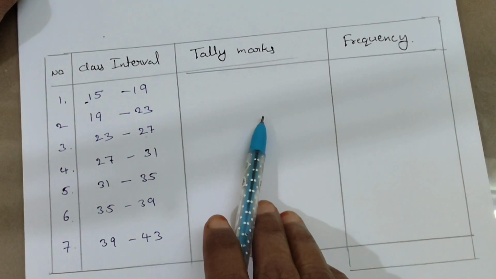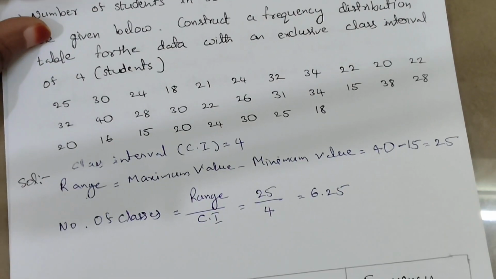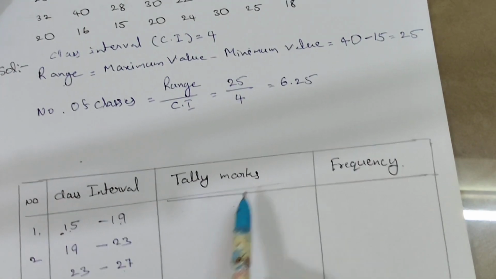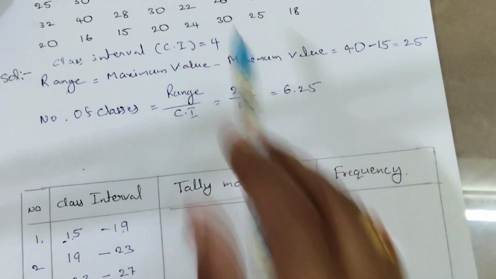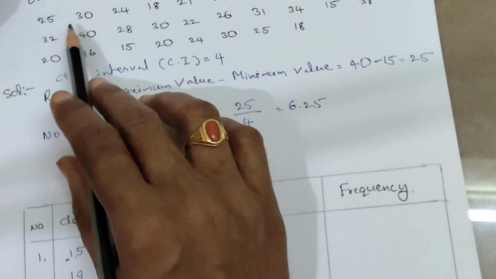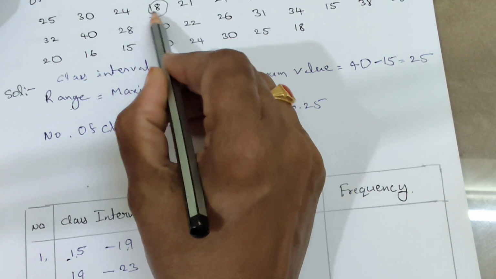Now here we write the tally marks. Tally marks means first you observe the given data. Observe the first class interval, 15 to 19. So between 15 and 19, we write the tally marks. First we count the numbers between 15 to 19. First we observe everyone. Here 15 to 19. Here 1, 18.